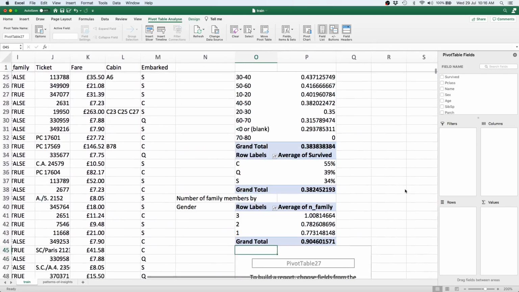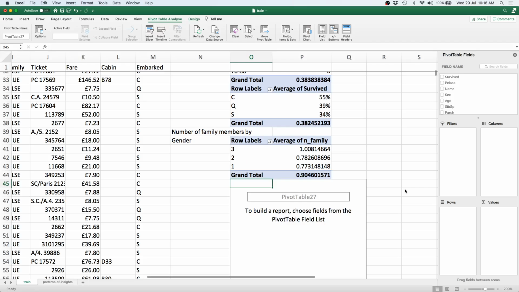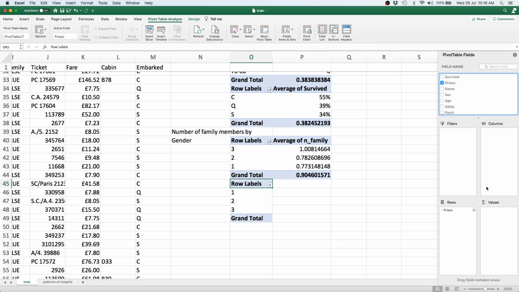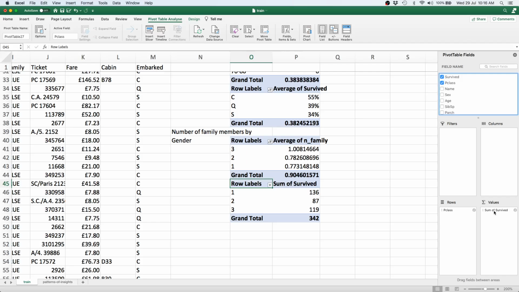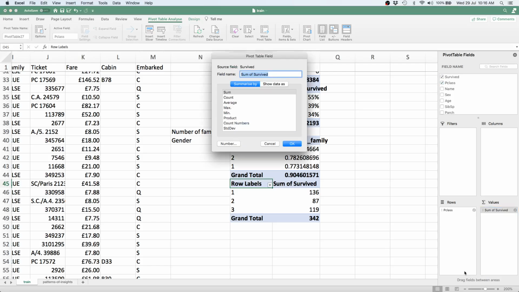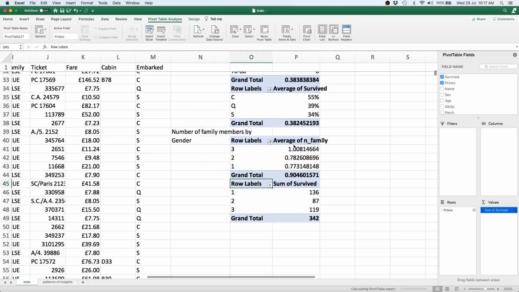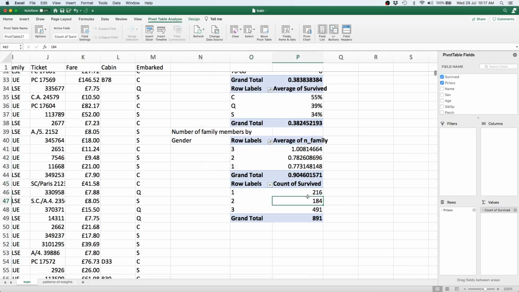Here we basically want to insert the passenger class amongst the rows. Now in the values, since we simply want the count of the passenger class, we can take any other column. So let's just take something like survived, but this time, instead of the sum, we want count. So when we go to field settings, we can simply replace them by count and click OK. So that's basically the idea.